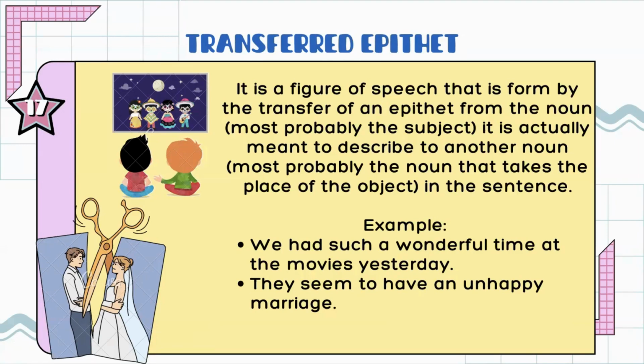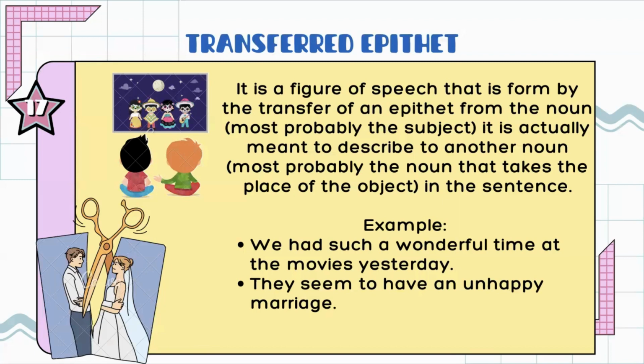We had such a wonderful time at the movies yesterday. Now here, the transferred epithet, that is wonderful time. The phrase wonderful time is a transferred epithet because the adjective wonderful is used to describe the noun time. The adjective is transferred from the noun it logically belongs to, that is experience, to another noun, that is time, for emphasis or poetic effect.